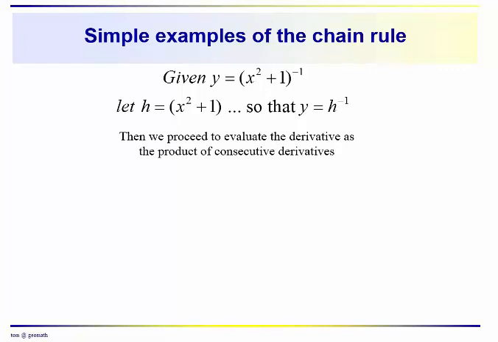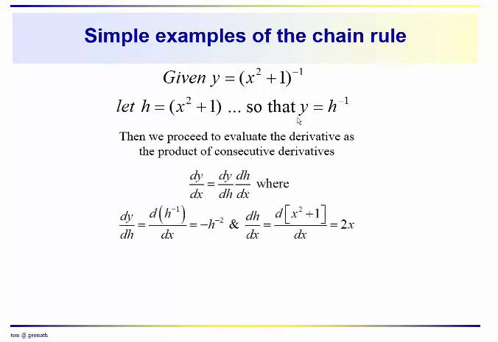So here's a simple example of the chain rule, and we're looking at a negative exponent in this case. So if we have y is equal to (x squared plus 1) to the minus 1, and we let h equal x squared plus 1, so that we have y is equal to h to the minus 1. And then we just proceed as we normally do. Just using the definition of the chain rule, in this case we have a function of a function. We have dy/dh, dh/dx.